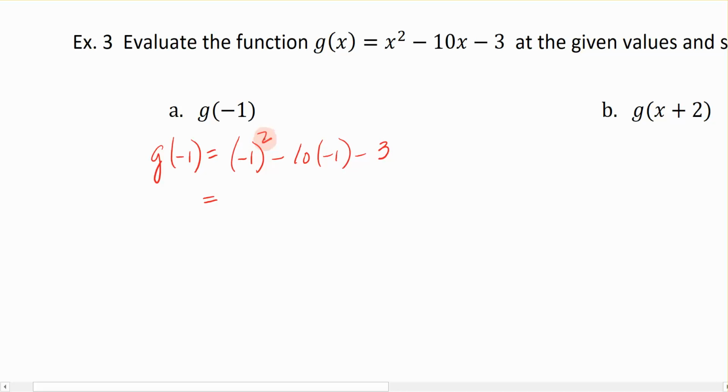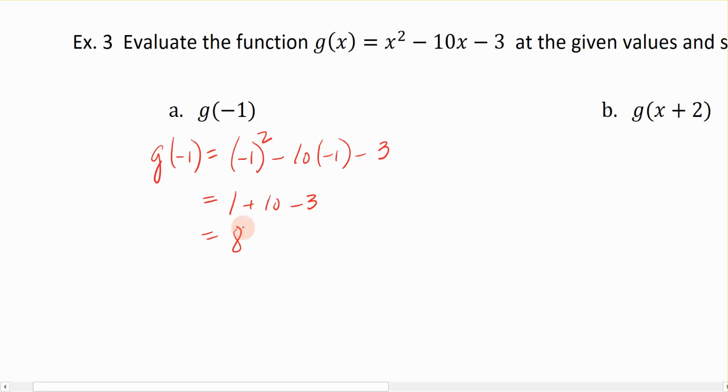(-1) squared is just 1. -10 times a -1 is a +10, and minus 3. So I have 1 plus 10, which is 11, minus 3 gives me 8.